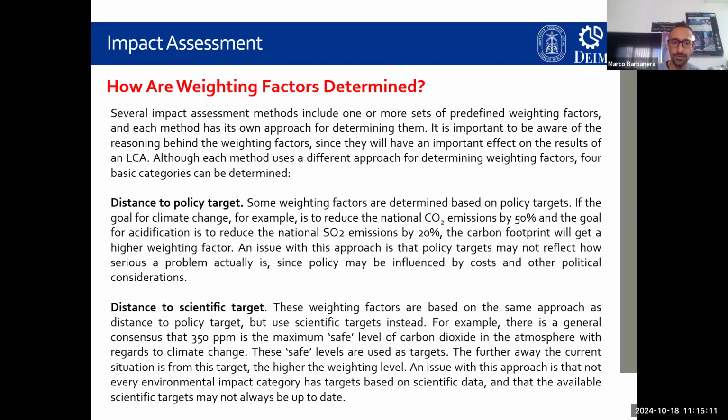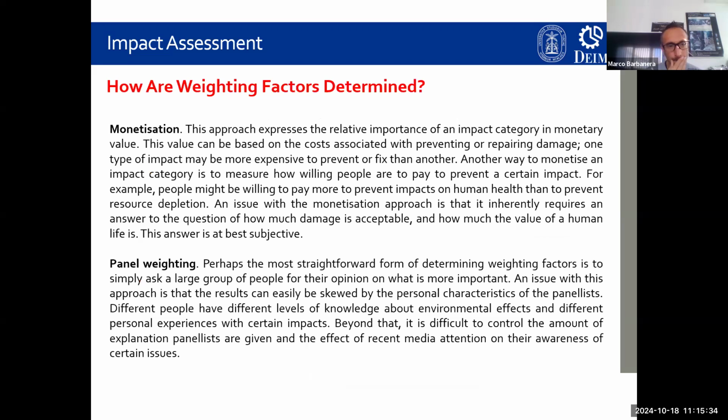So in theory, these two criteria, these two approaches, are the best options, but it's very difficult to apply them to all impact categories. So for these reasons, we have the possibility to calculate the weighting factors also according to two other criteria, two other approaches: the monetization, the third one, and the panel weighting, the last one.